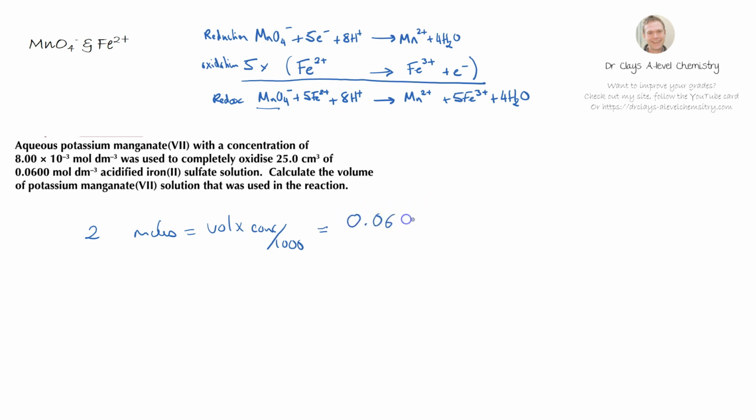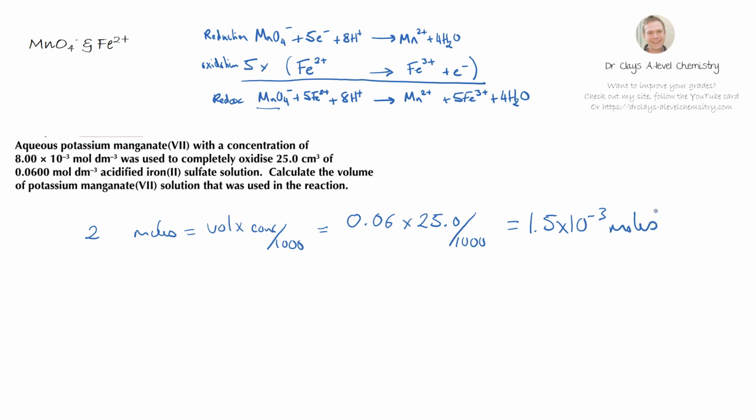0.06. I'm not going to add in the extra zeros here, although that does define really how many significant figures we should probably use at the end. The fact that we've got everything in 3 significant figures. And we end up with 1.5 times 10 to the minus 3 moles of the Fe2+.